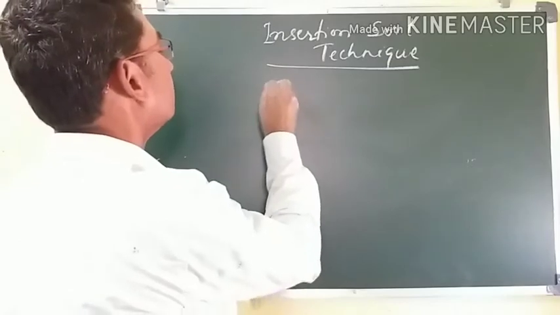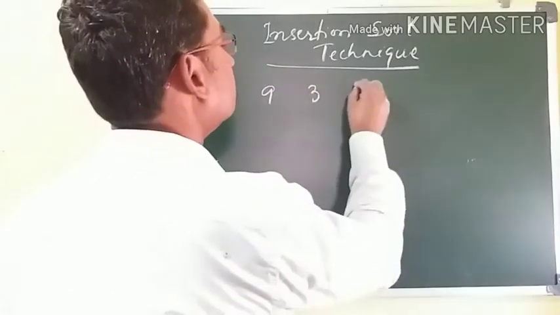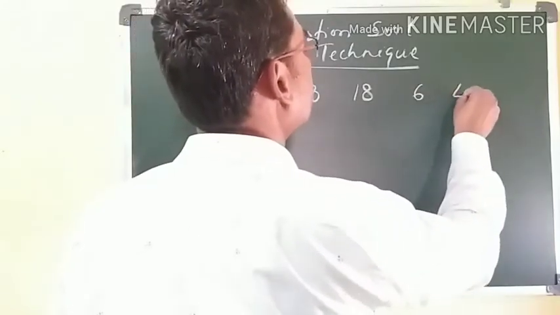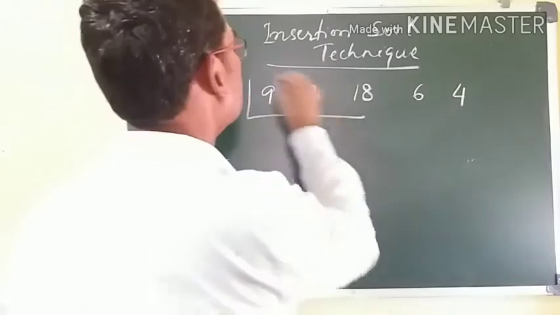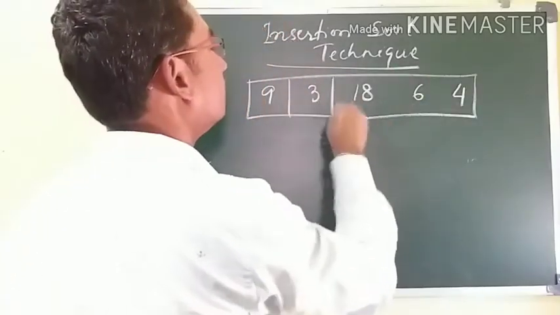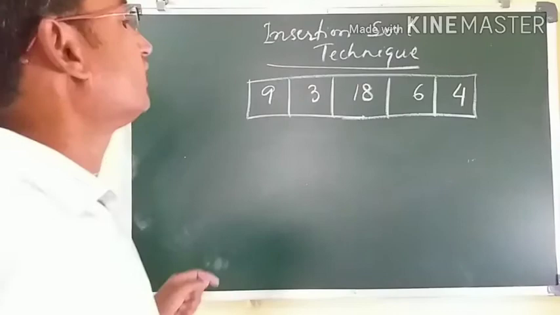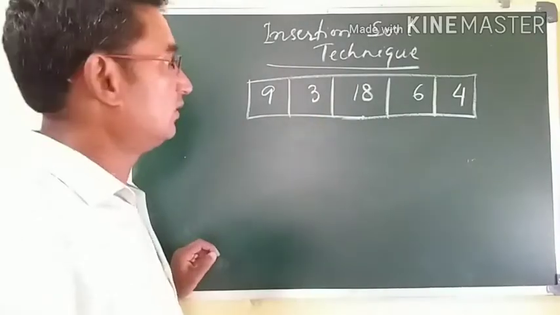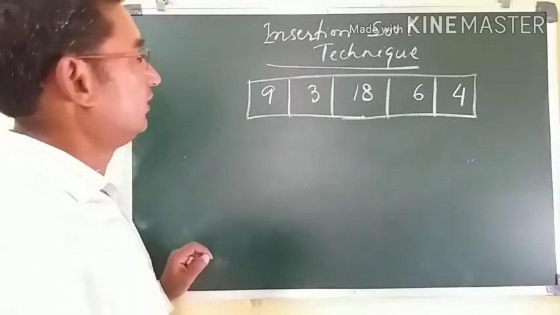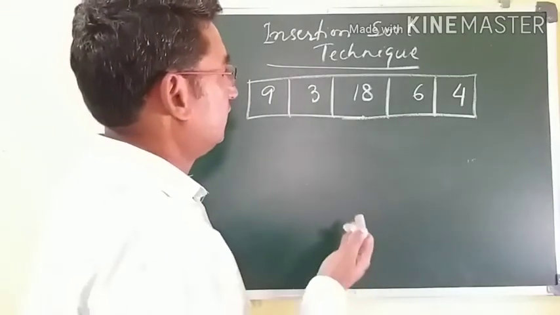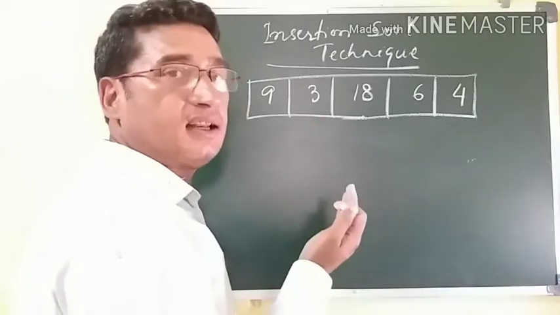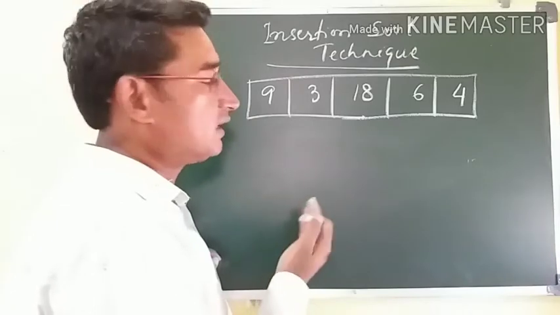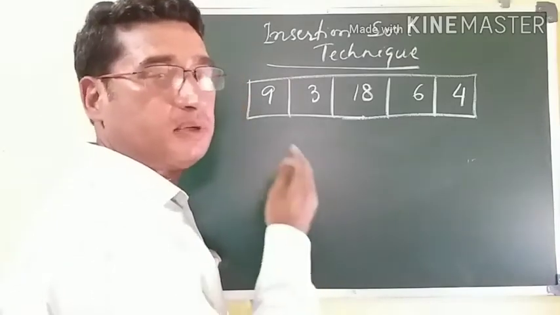Suppose 9, 3, 18, 6, 4. These are the elements of a list. Now we will see how to arrange this list in ascending order using insertion sort technique. To arrange this list in ascending order, as I have said here, you have to compare each and every element with its previous element and find its correct position. If the correct position is found, then that element will be inserted at that position.